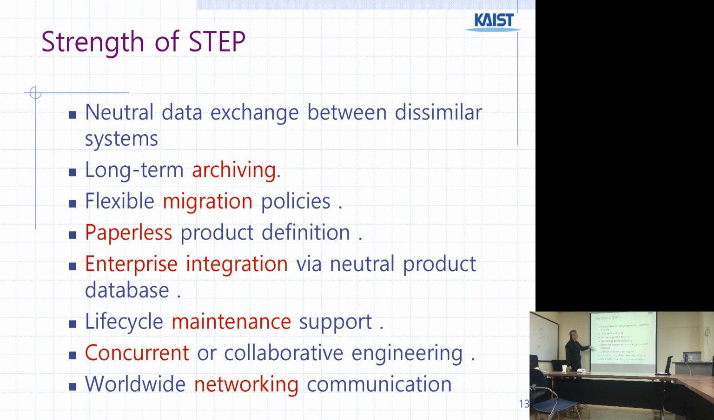We need a policy. Paperless. It's good, but it can be worse, right? It can be worse. Enterprise integration, right? Outsourcing, subcontractors, customers, part suppliers. You need to have more interface than before. Right? Neutral means non-commercial, life cycle, maintenance, 50 years, concurrent engineering, right? More communication, worldwide network, global manufacturing.